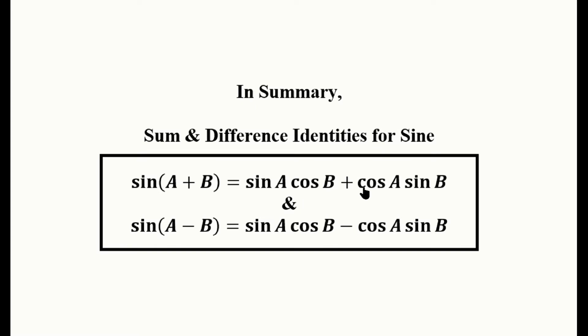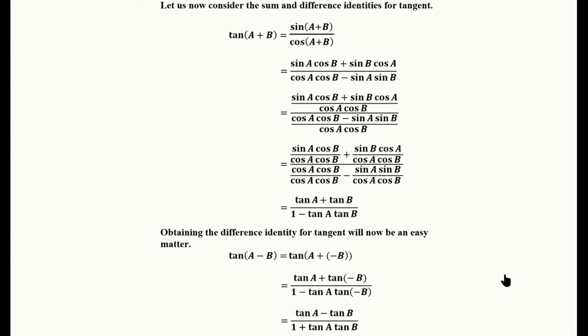Sometimes people prefer to write this as sine b cosine a so that you have sine, cosine, sine, cosine. That's fine too. In fact, I'll use it in that way soon. And sine of a minus b equals sine a cosine b minus cosine a sine b. And again, notice that a plus here corresponds to a plus here, and a minus here corresponds to a minus here. So that basically establishes the sum and difference identities for sine.